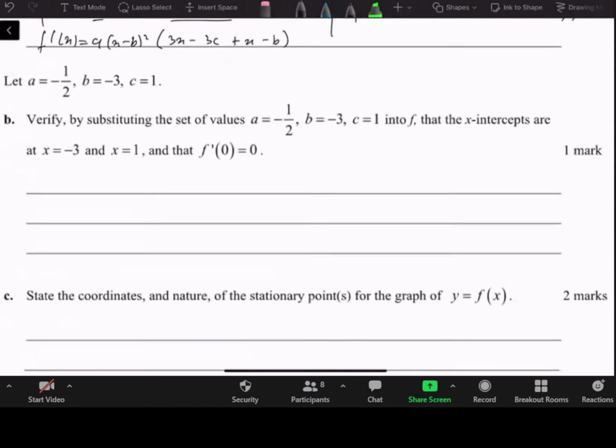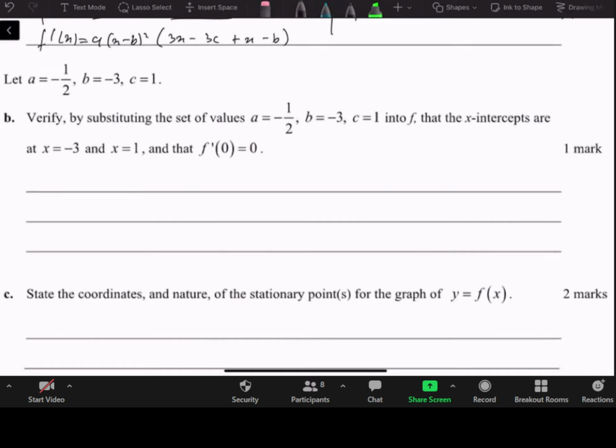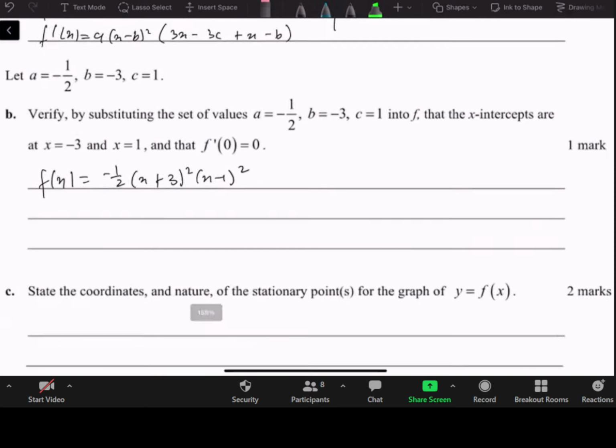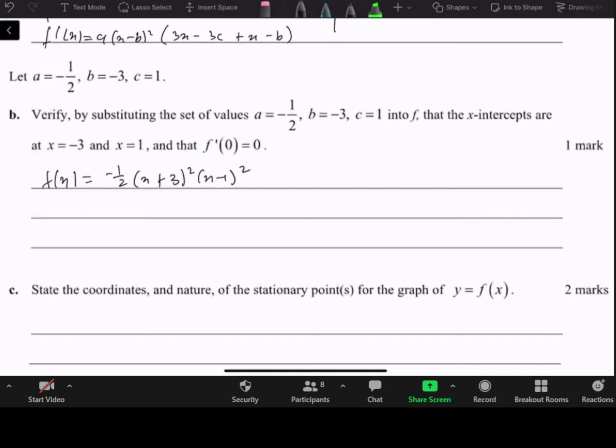So for question B, it's verifying by substitution. So you would take your f(x) function and substitute in the given values. So then you would get f(x) is -1/2 (x + 3)^2 (x + 1)^2. So the first thing you need to do is verify that the x-intercepts are -3 and -1. So you let f(x) equal 0. 0 equals negative half (x + 3)^2 (x + 1)^2.